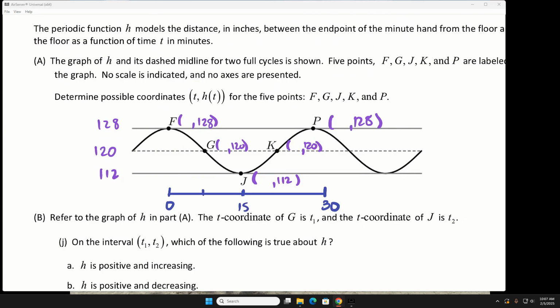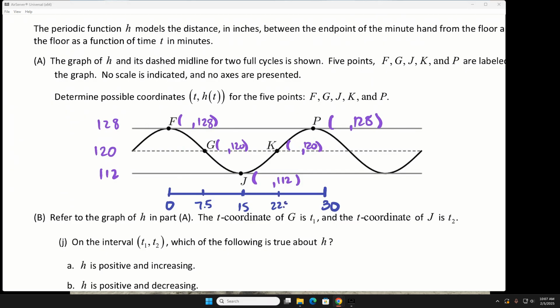And then what about G? Yeah, so halfway between 0 and 15. Anytime you want to find halfway between two numbers, you just add them together and divide by 2. You find their average. Some of you can do that in your head like nobody's business. Some people struggle a little bit more. What about halfway between 15 and 30?